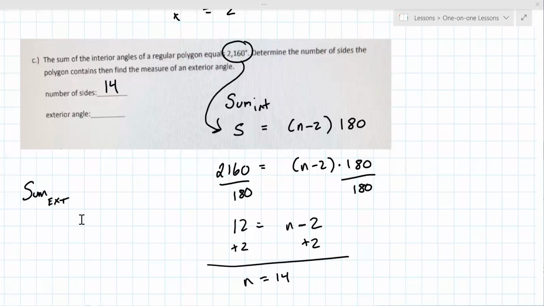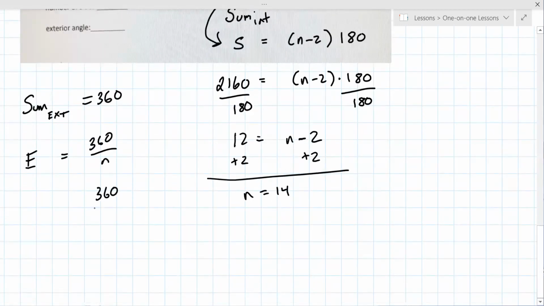Share screen. So where we left off is that the sum is always 360. So the exterior angle E is 360 divided by the number of sides. So you're going to take your 14 that you found and grab your calculator again. That's what you're going to calculate. It would be 25.7. Yes.